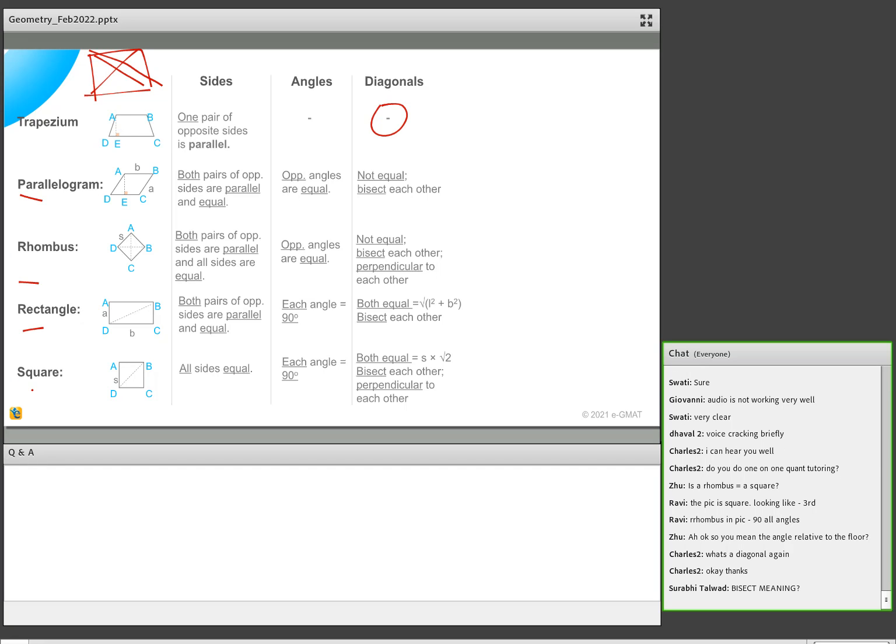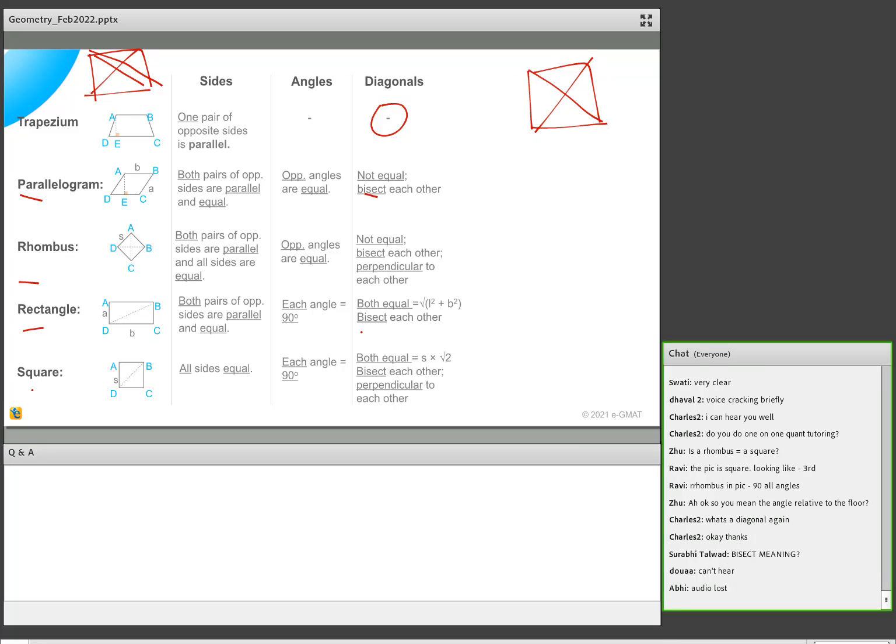So parallelogram, rhombus, rectangle, square, it doesn't matter. In all these cases, the diagonals bisect each other. Now, bisect means it divides it by 2. Let's draw a simple example. This is a diagonal. This is another diagonal. Bisect by 2 means that if this is A, this is also the same. This is equal to this. Something gets bisected means something gets divided into 2 equal parts.